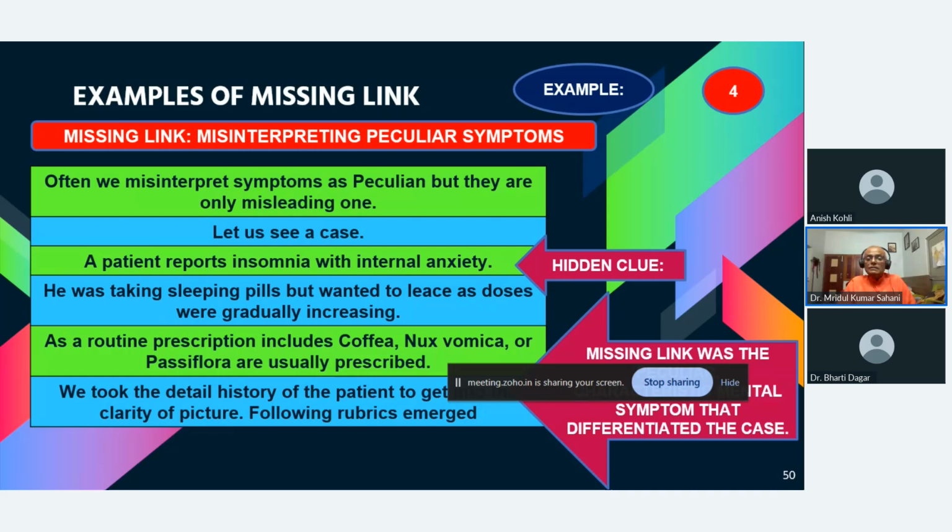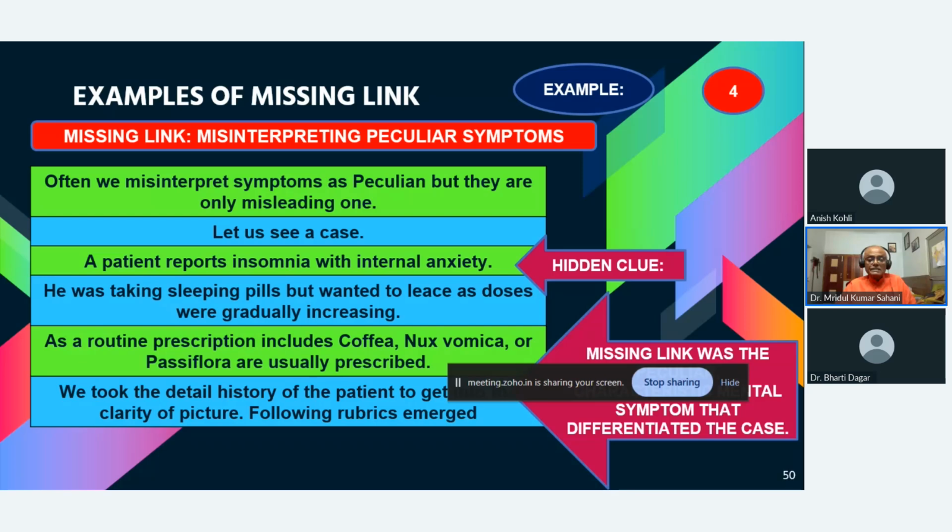Now, coming to case number 4, misinterpretation of peculiar symptoms. Often we misinterpret symptoms as peculiar, but they are only misleading ones. Let us see a case. A patient reported insomnia with internal anxiety. He was taking sleeping pills, and the dose was gradually increasing. As a routine prescription, Coffea, Avena, or Passiflora were usually prescribed by other prescribers.